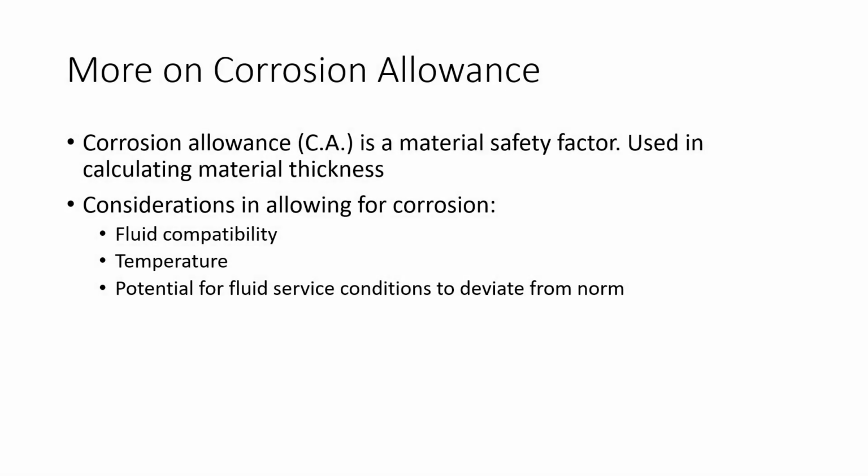The term corrosion allowance is actually a safety factor that is applied to the pipe wall in calculating pipe wall material thickness. Key considerations in allowing for corrosion are fluid compatibility with the pipe material. This is where fluid service and pipe material compatibility are determined. Fluid design temperature has a direct correlation with the compatibility of the fluid surface with a pipe material.